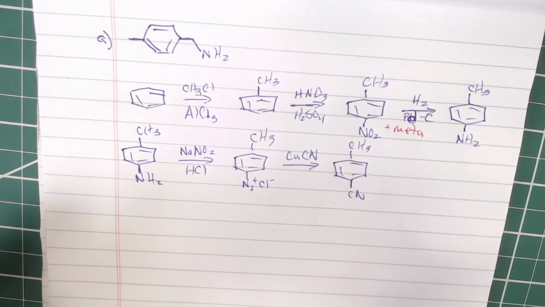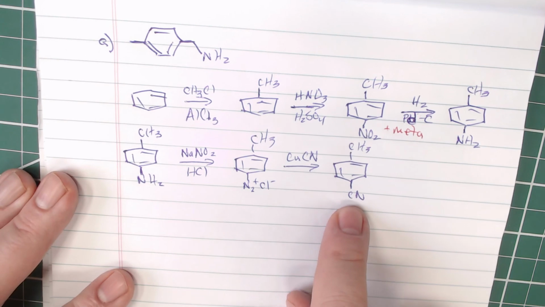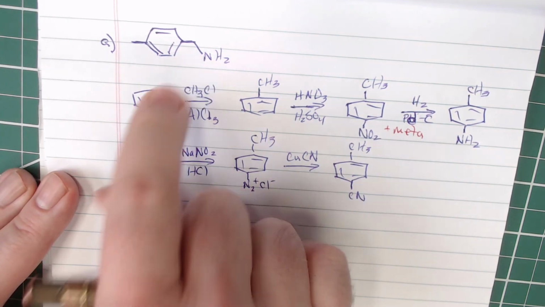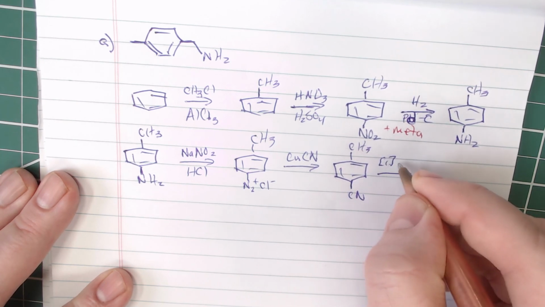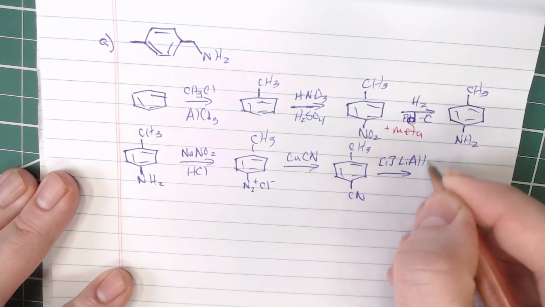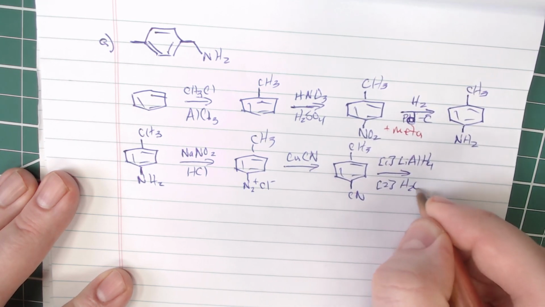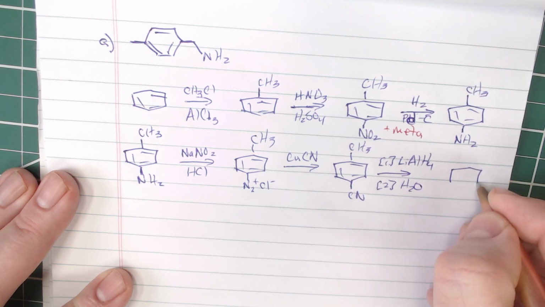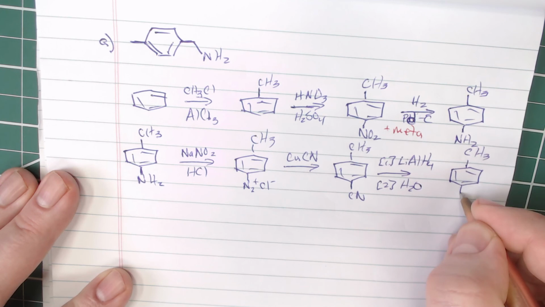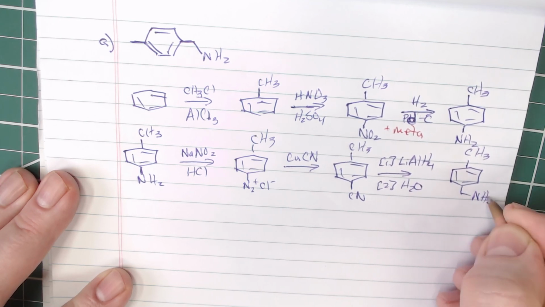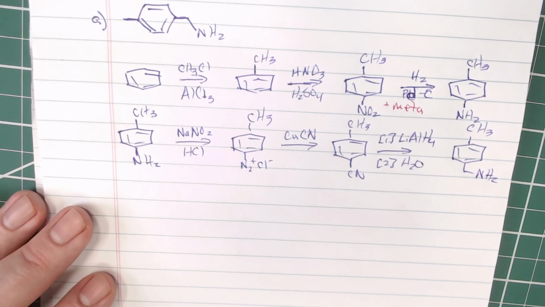And now we're just one step away from creating this original compound. We can turn this cyano group into a CH2NH2 group by doing reduction with lithium aluminum hydride, and follow it up by working it up with water. And we will get our final product of this. All right, so that is a pretty cool synthesis.